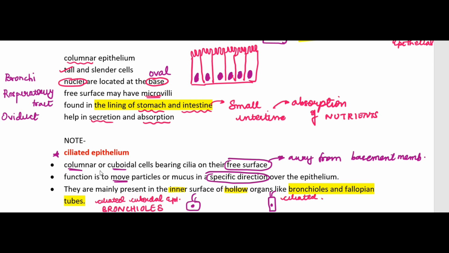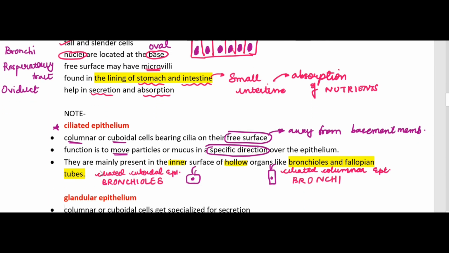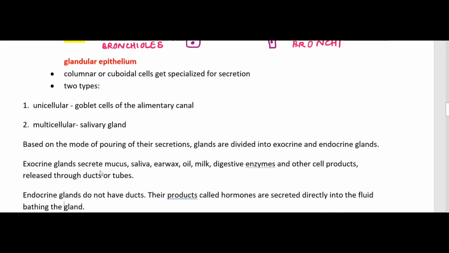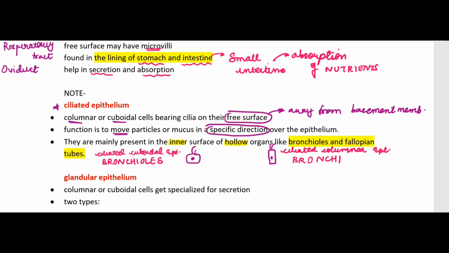So remember, don't get confused. And brush bordered epithelium is found in PCT and intestine. PCT, there is cuboidal brush bordered, and small intestine has the columnar epithelial tissue. So remember, don't get confused. And same way about bronchi and bronchioles.